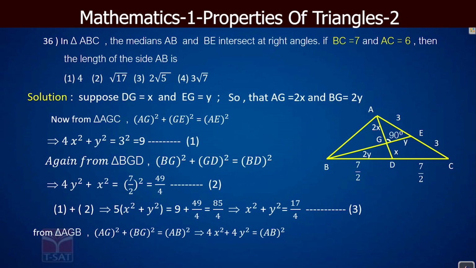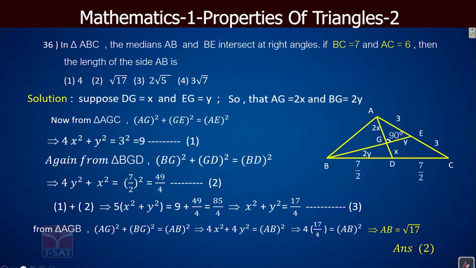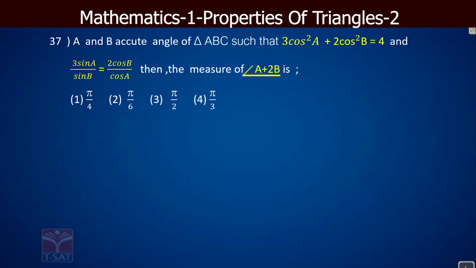Now, consider the triangle AGB. In the triangle AGB, you know that AG is equal to 2x and BG is equal to 2y. So, if you use Pythagoras rule again, AG² plus BG² is equal to AB². That means 4 into (x² + y²) is equal to AB². But x² + y² we obtained as 17/4. So, 4 into 17/4 is AB². So, therefore, AB is equal to root 17. Option number 2. Right.